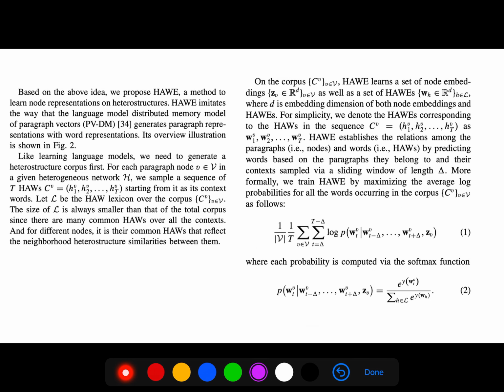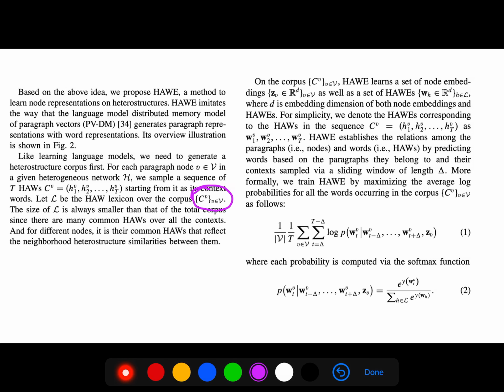So how do we do this embedding? Like learning language models, we need to generate the heterostructure corpus first, because we want to do something like graph word2vec and those things. So we need to have a corpus. For each node in a given heterogeneous network, we sample a sequence of heterogeneous anonymous walks starting from it as its context words. So we have a corpus C, and the size of L, which is a lexicon over the corpus, is always smaller than that of the total corpus, since there are many common heterogeneous anonymous walks overall context.